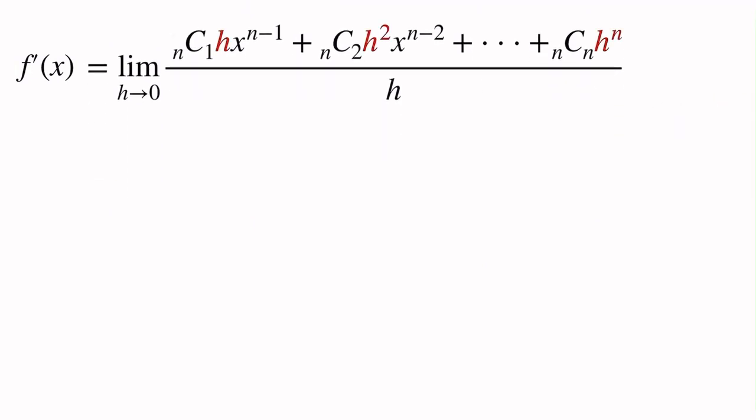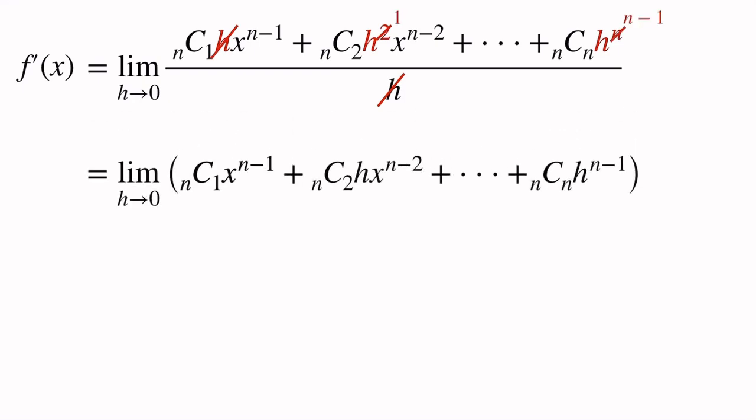Notice that every term in the numerator now contains h. So we can cancel h in the numerator with the h in the denominator. This simplifies the expression like this.